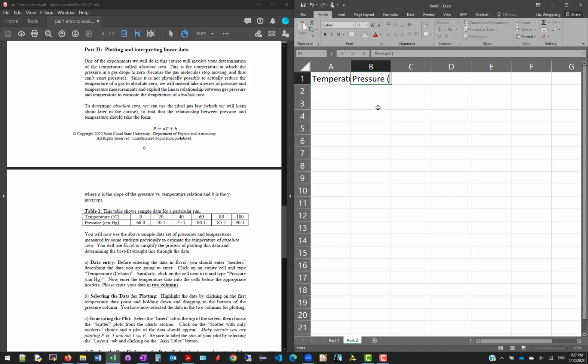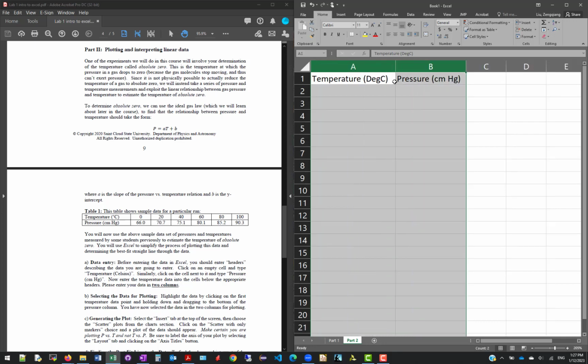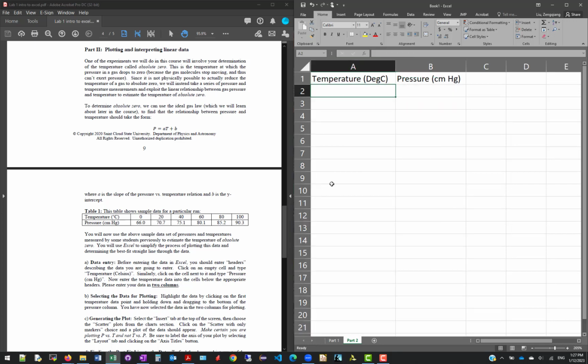Pressure, the unit centimeter of mercury is kind of an old unit, but let's just use that. And see, the columns are not wide enough to provide enough space, so I'll just select the 2 columns and double click the edge. See, now it actually auto scales both columns. And let's go ahead and enter these numbers.